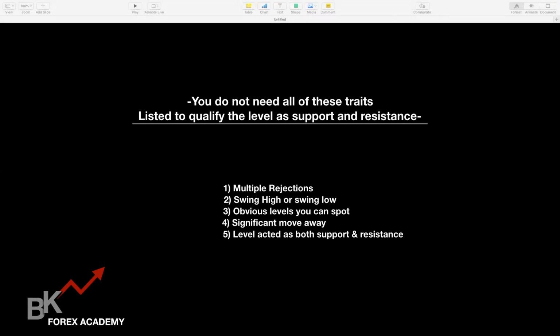Now, you do not need to have all of these traits listed to qualify the level of support and resistance. And we'll go over that. But the more, the better. So let's go over some examples here.